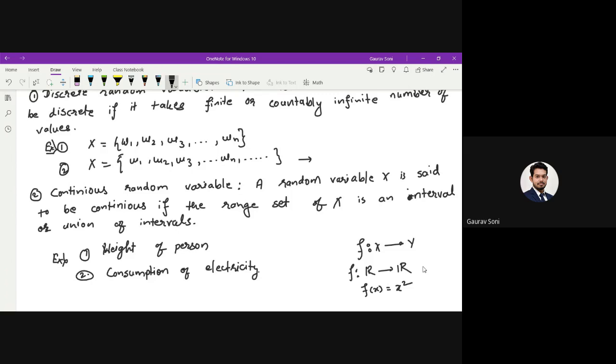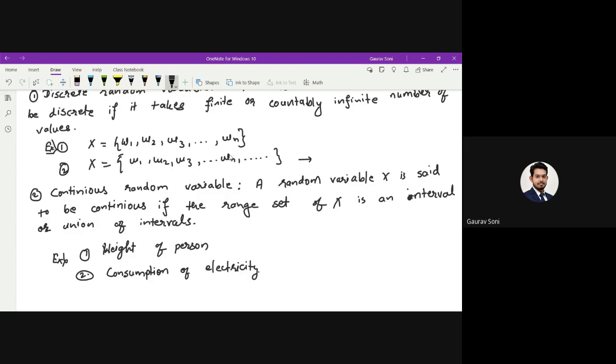0 to infinity. Exactly. Why? The output that we are getting by putting any value of x from the function is 0 to infinity. Yes, exactly. So, whatever the possible values are, that is called the range set for a function. For a discrete random variable, the outcomes are always in the first set or in the second set. Whereas for a continuous random variable, my range set is an interval or the union of intervals. There's a major difference.